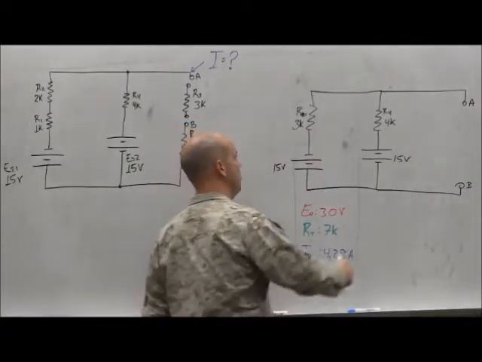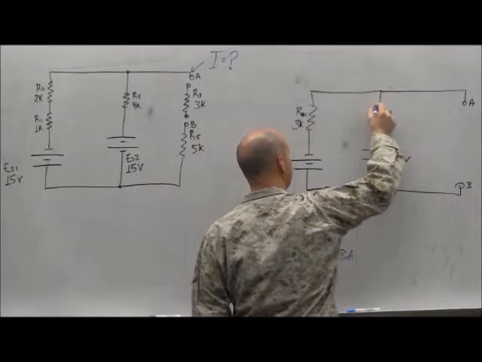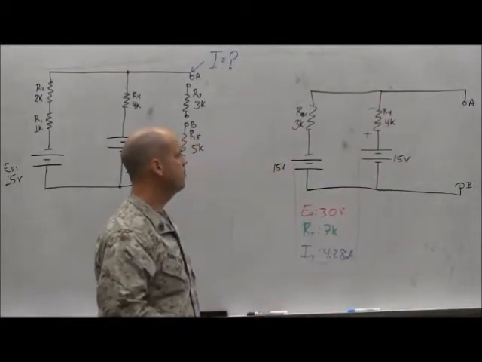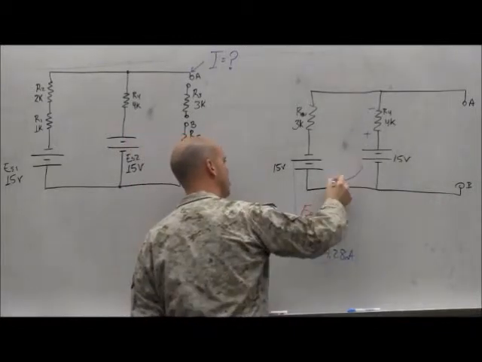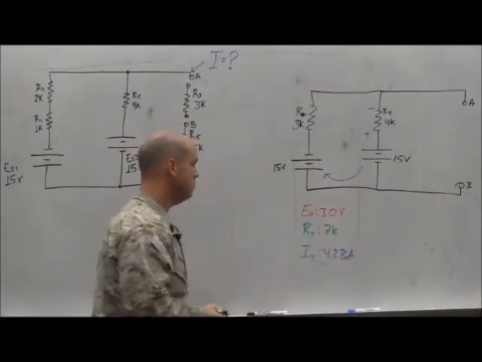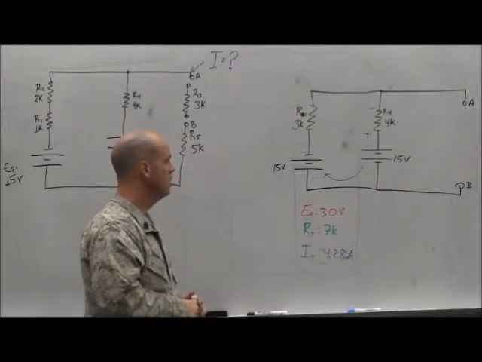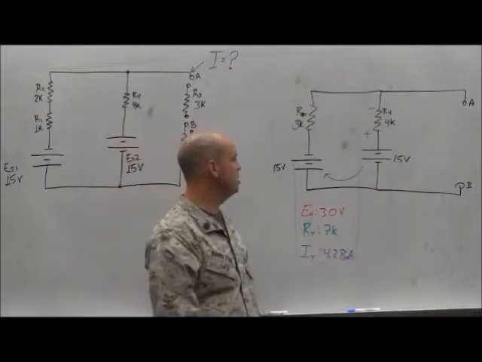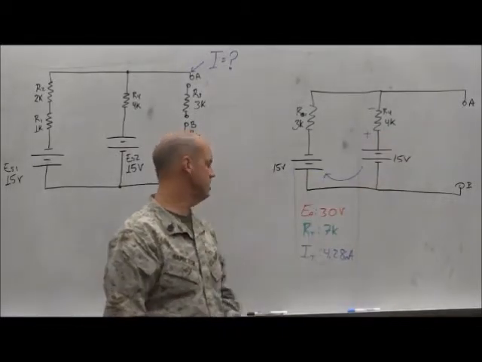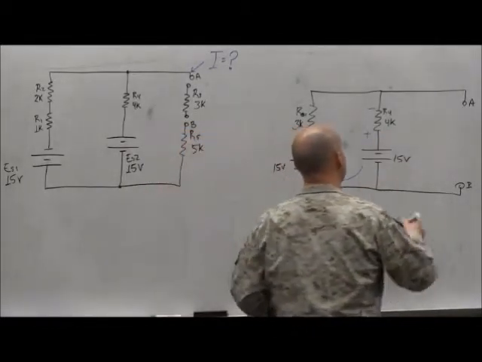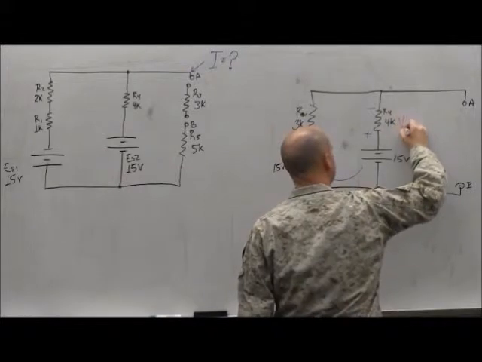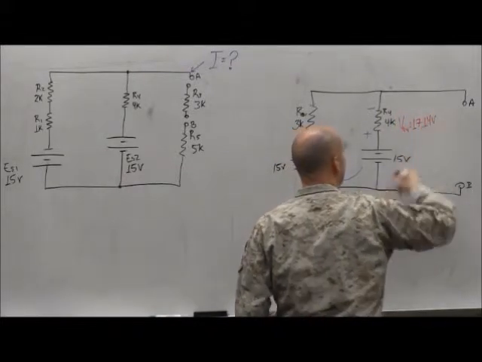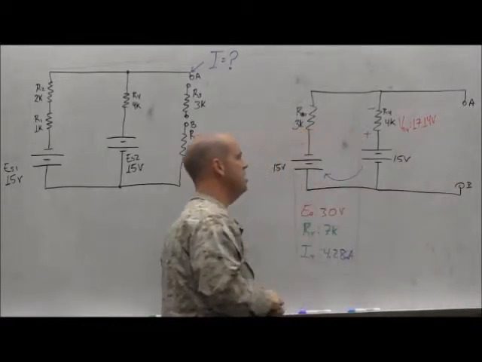Clockwise, so I can write in my polarities for R4, that's the only one I need. Negative, positive, is that correct? Yes. This current's going this way. All right, with 4.28 milliamps as the current, 4K ohms as the resistor, what's the voltage drop on R4? 17.14 volts. Can I now go A to B?